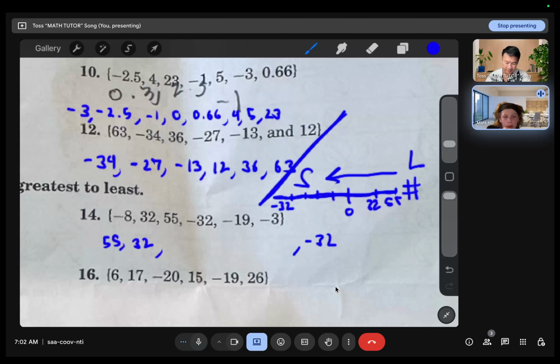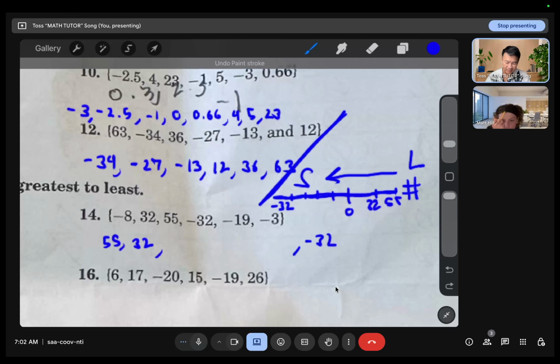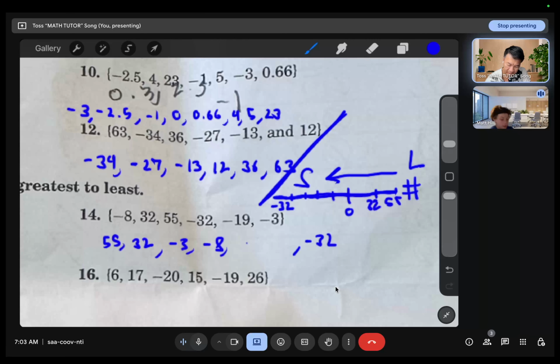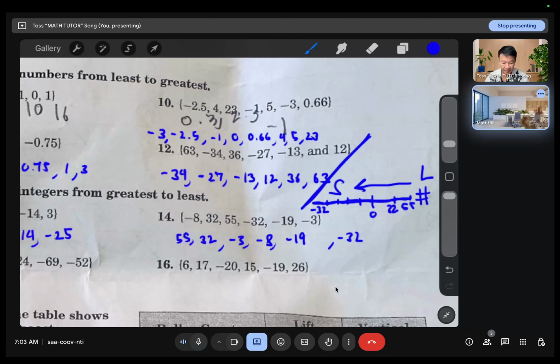Then what's after 32? For example, negative 1, negative 2, I'm making this up. Negative 3, yeah, you're right. So then it would be negative 3, good, and then negative 8, yep, you got this. And then negative 19, there you go. And then negative 32. That's it. Okay, now you got this.